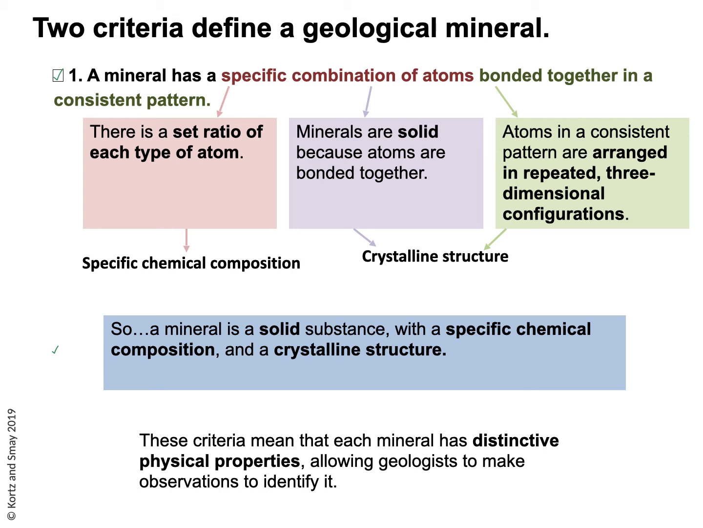Those are the observations and tests you can do that help distinguish one mineral from another mineral. Those properties are a result of their specific chemical composition and crystalline structure. So when we say that these two criteria define a geological mineral, it's important to consider also that the criteria mean that each mineral has distinctive physical properties. That means it's got some unique combination of different physical properties, and that lets us identify it.